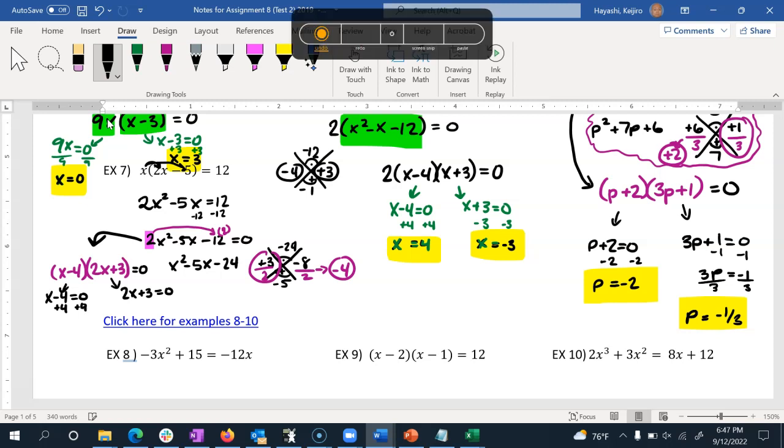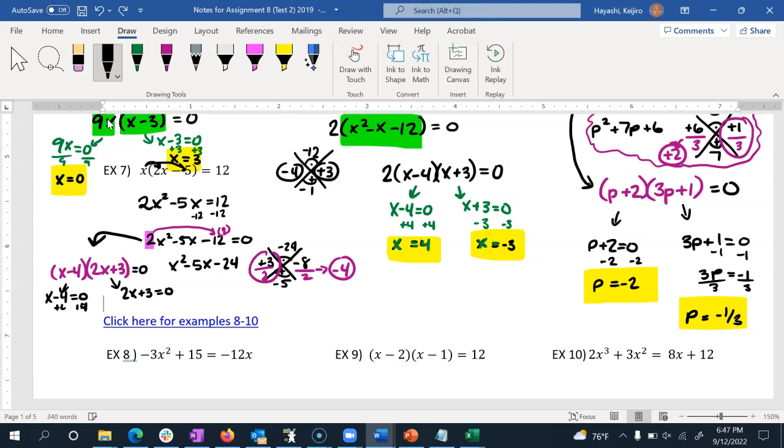Just positive 4, I believe. But that is one of the solutions, yeah. And then the other solution? Yeah. Because you're going to get 2x equals negative 3, and then if you divide both sides by 2, you're going to get x equals negative 3 over 2 as your other solution.